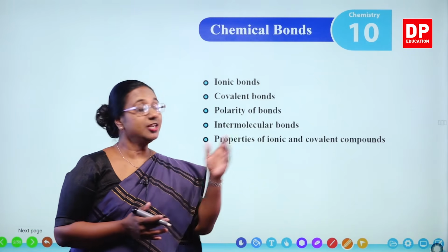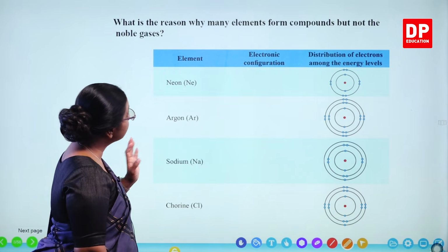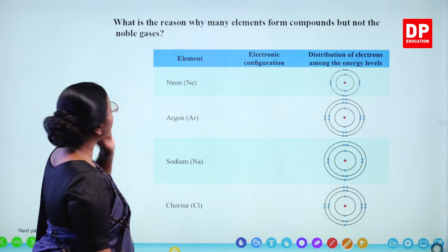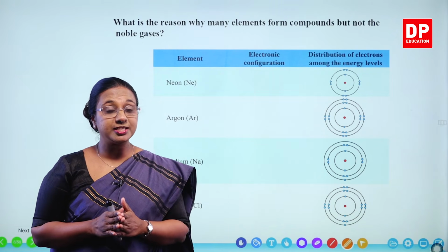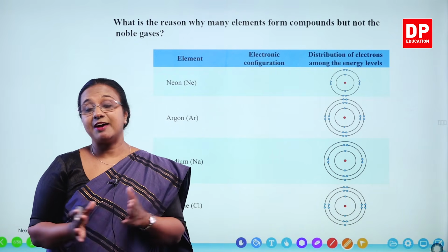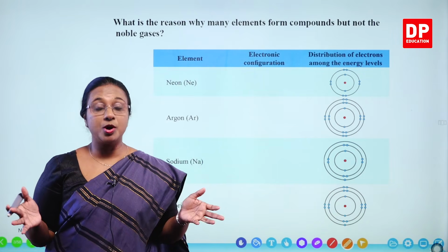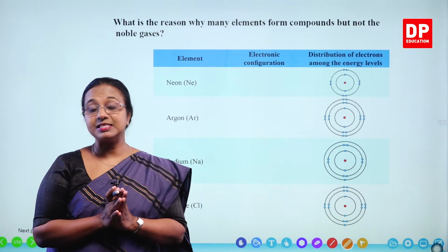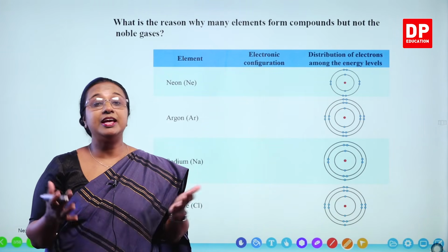With that introduction, I will start the lesson by trying to answer this question. What is the reason why many elements form compounds but not the noble gases? There are many elements that form compounds but not the noble gases. You know what noble gases are. We have discussed the periodic table. You know the group 8 elements. They have valency 8 or 0. Why 0? Because they don't form bonds. And we call them noble gases because they are very non-reactive or inactive in nature.